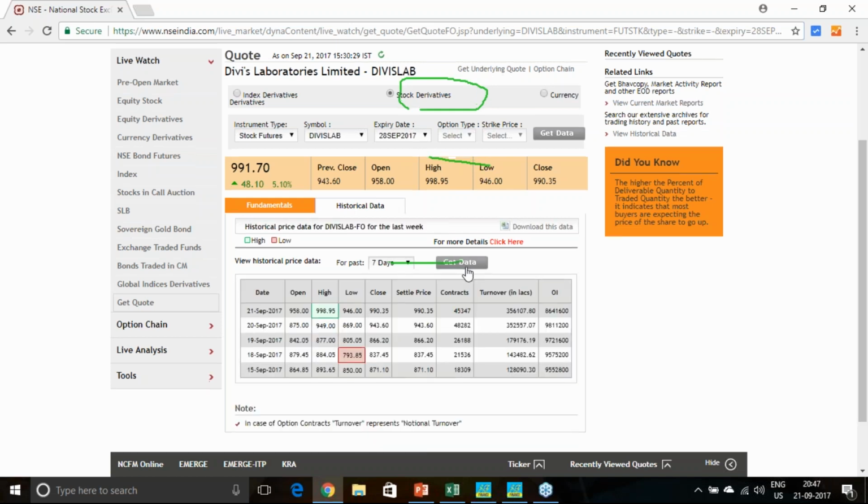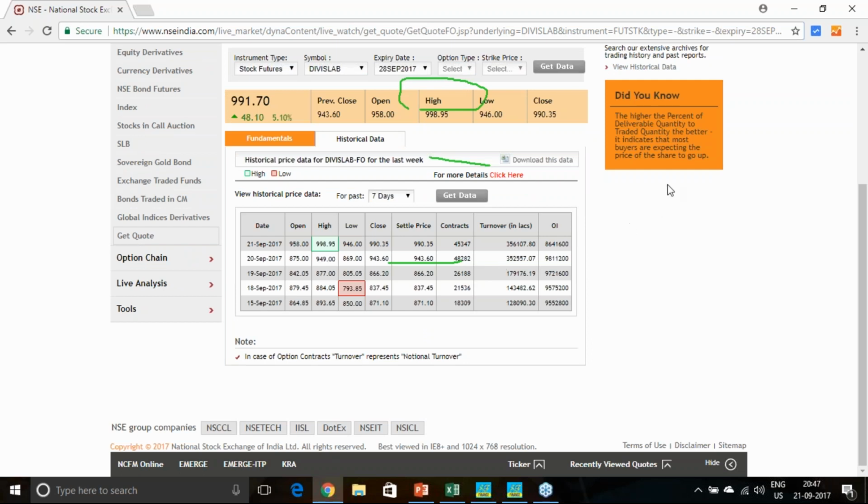Last 7 days data I'm taking. I'm just seeing all this volume part. Volume 7 days back was only 18,000 contracts, then moved to 21, 26, 48, just doubled, 45, very great growth in the volume. So this is a perfect candidate for your impulsive pattern. You do not know whether it is an upward impulsive or downward impulsive. We do not know so far.